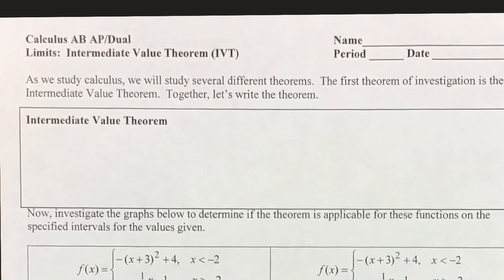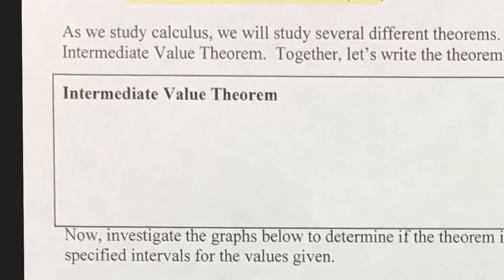Okay, so this video is all about the intermediate value theorem, which basically says that if you have two endpoints that are not equal to each other, then you have a value in between those endpoints. Let's draw a quick graph and do a little explanation before we write it down.